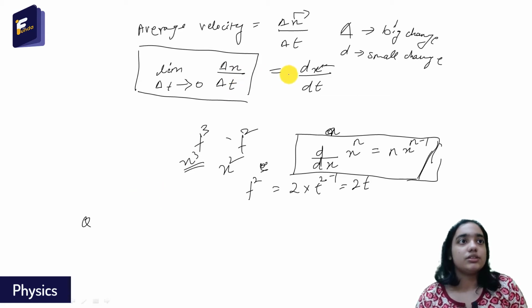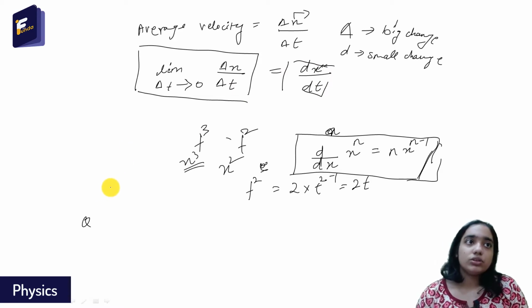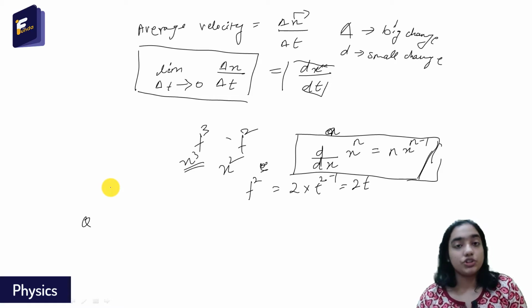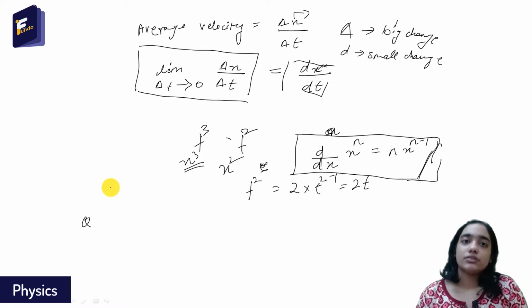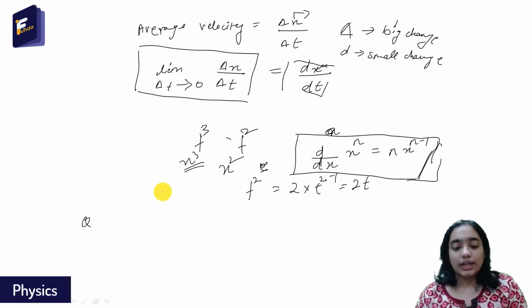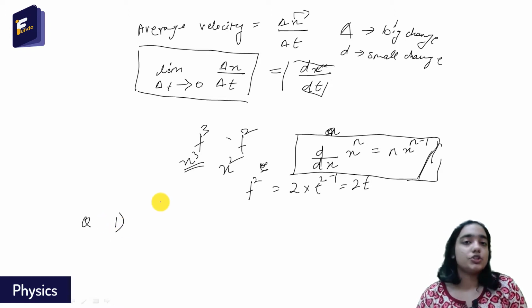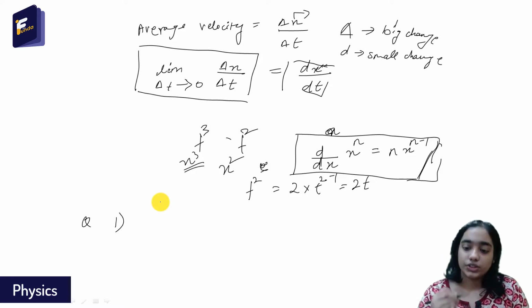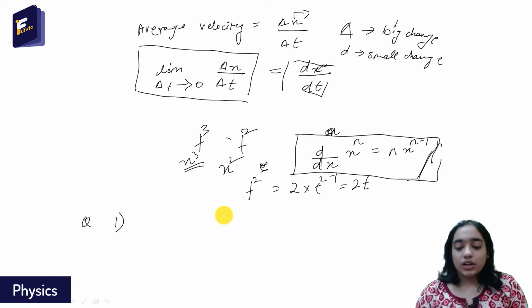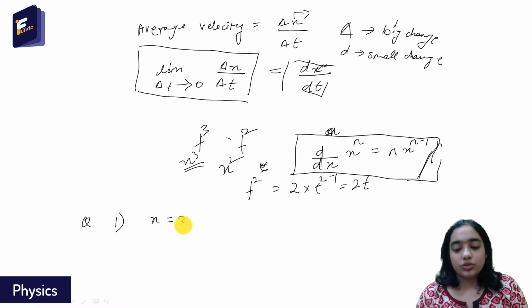So see, this is the formula of instantaneous velocity. I will give you the function, the displacement or position of a particle as a function of time, and then you have to tell me what is the instantaneous velocity. You have to tell me in which situation the velocity is constant and in which situation the velocity is in the negative direction. Okay, it is simple. So the first question is x equal to 3t minus 2.